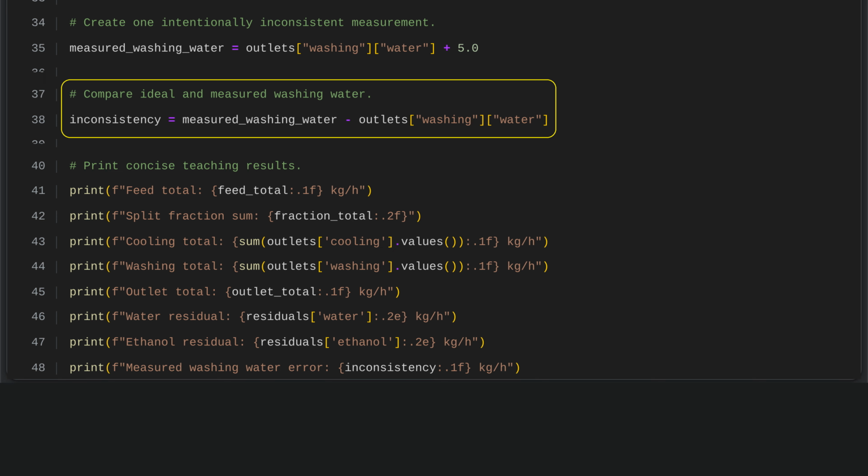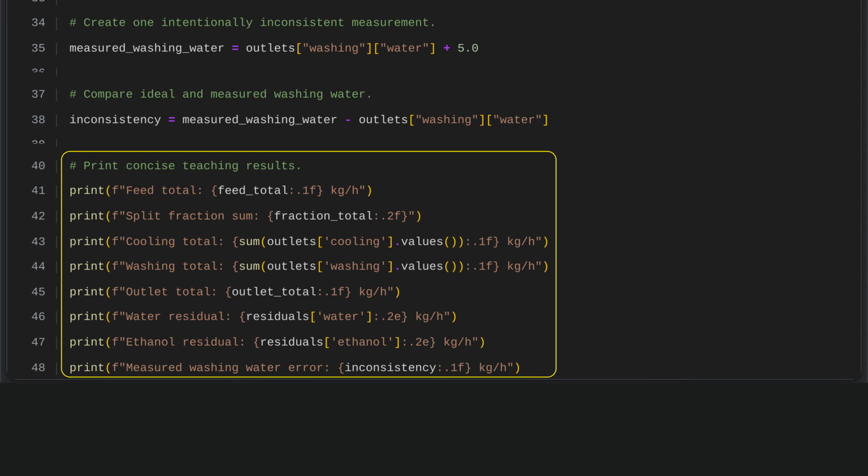balance calculation. This check summarizes a material balance around the feed split. It totals the feed flow, verifies that the split fractions add to 1, and then totals the cooling and washing outlet flows. The combined outlet flow is compared with the feed to confirm overall balance, while water and ethanol are checked component by component using residuals. Any mismatch in the measured washing water flow is then identified by comparing it with the ideal calculated value.